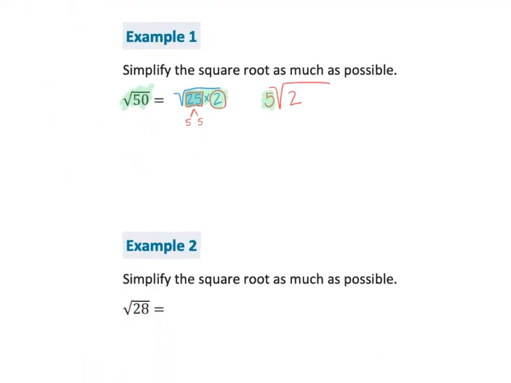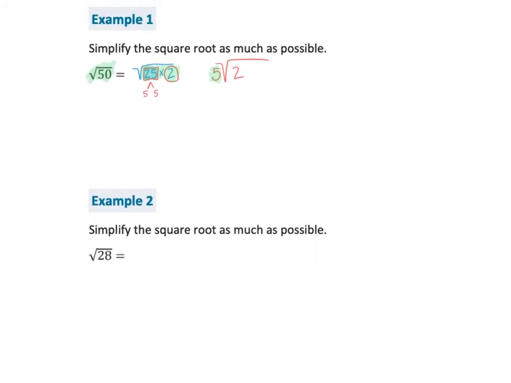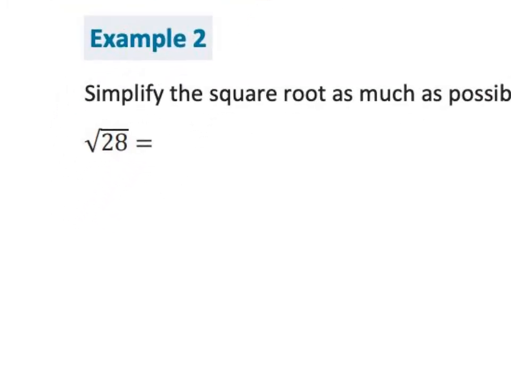Moving down to number 2, we're going to do the exact same thing. Okay? It says simplify the square root as much as possible. So I'm thinking of my perfect squares. Again, perfect squares. 1 squared, 1 times 1, is 1. 2 times 2 is 4. 3 times 3, 9. 4 times 4, 16. And you get the picture, right? We're looking for those perfect squares.